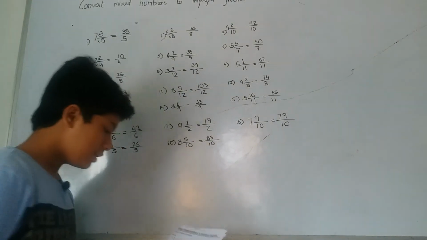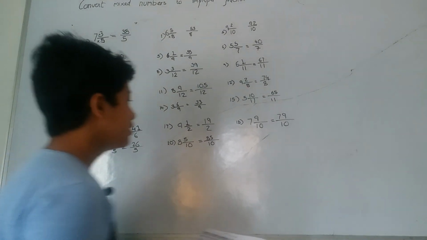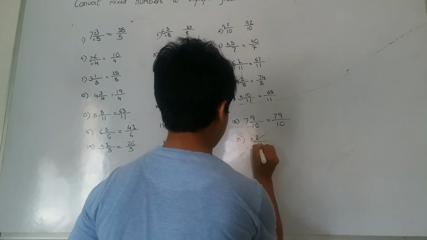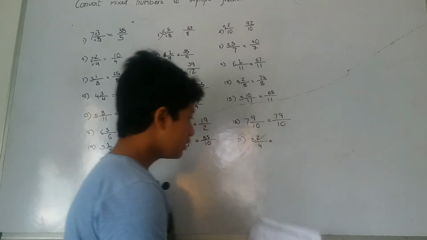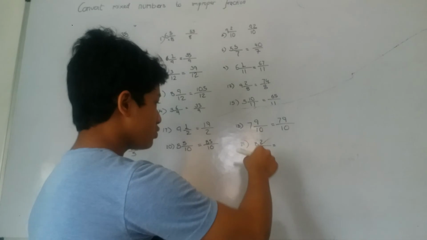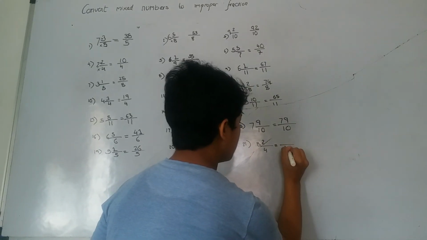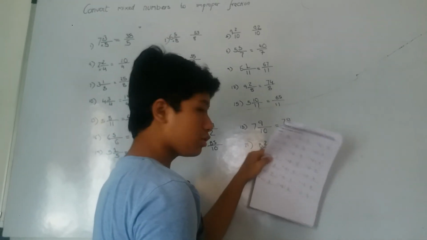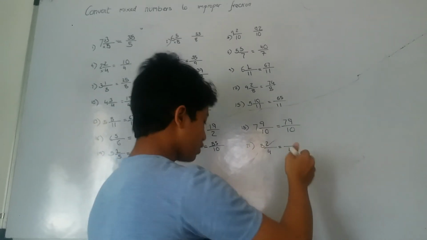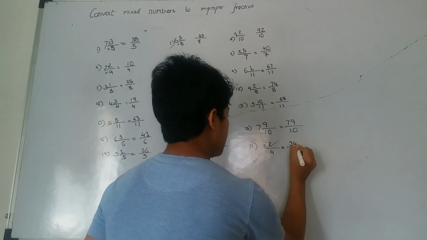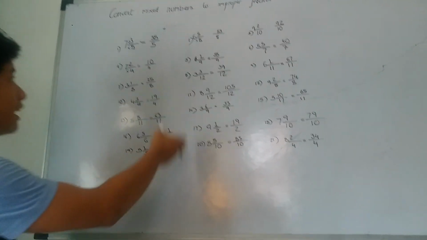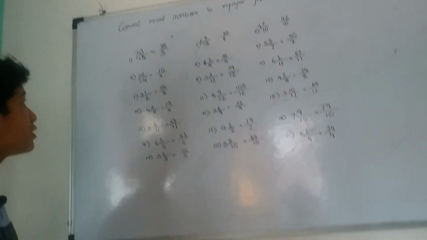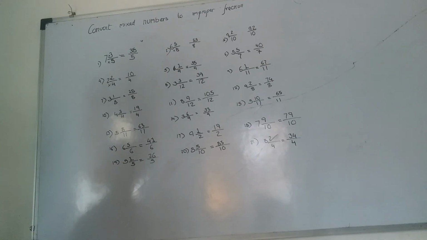Now we move to our last question, which is 8 2 upon 4. This is our last question, so the denominator will be 4. 8 multiplies with 4 equals 32. 32 plus 2 equals 34. So our questions are completed, in which we were converting mixed fractions into improper fractions.